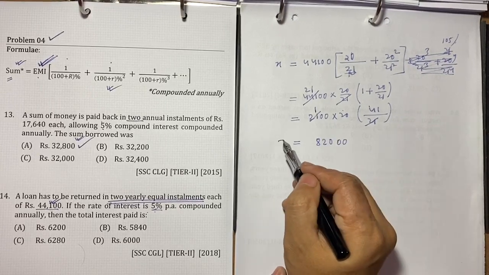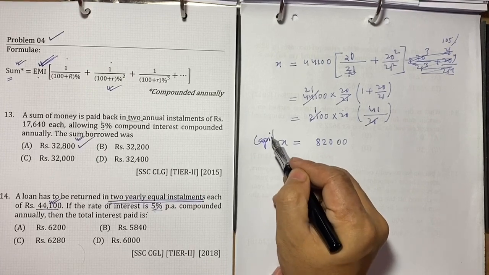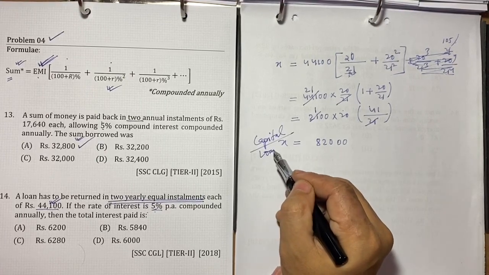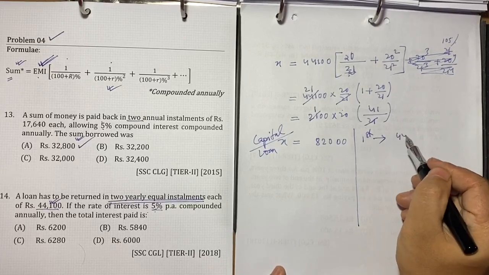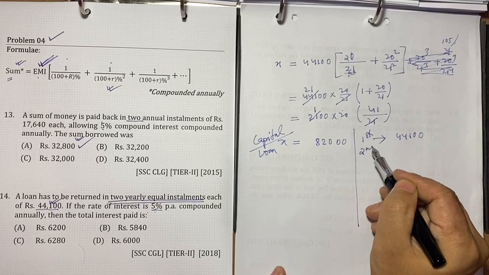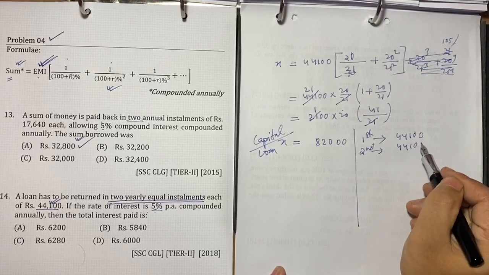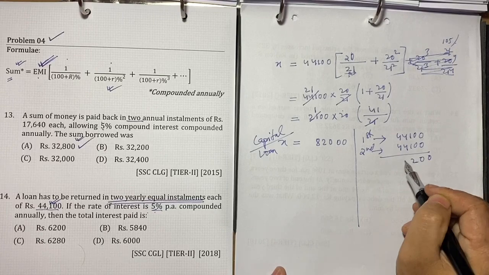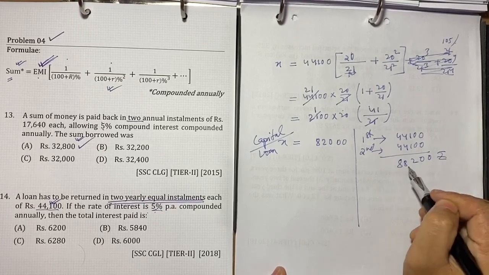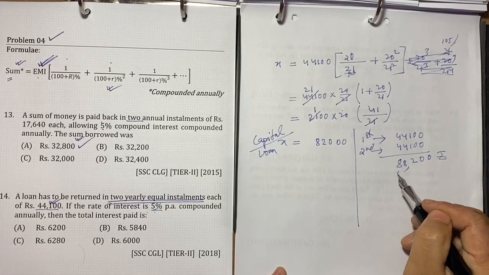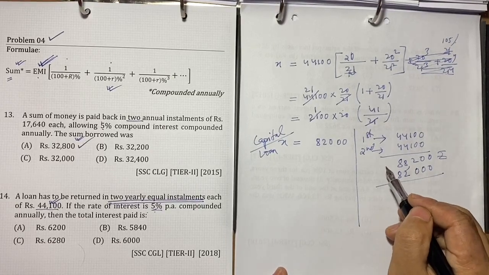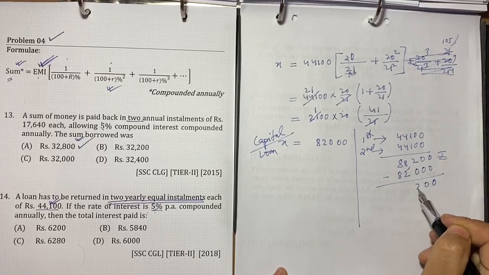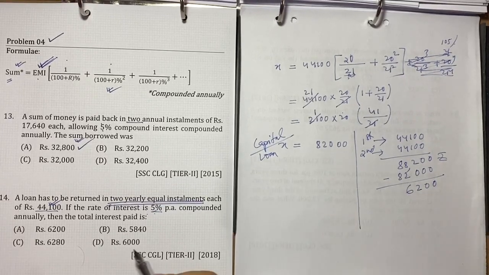82000. This is the capital, that is the loan amount. In the first year the payment is 44100 and in the second year 44100, so the total is 88200. Of this, the capital is 82000, so this is the total. Subtracting the capital, the interest component comes to 6200.